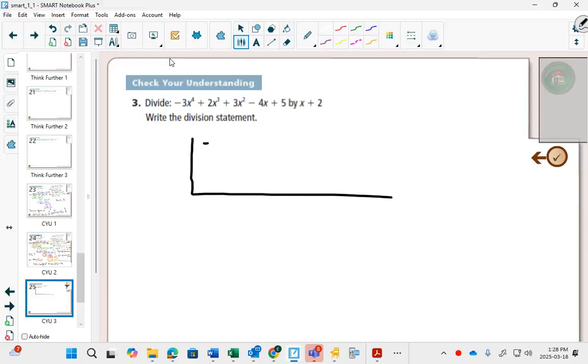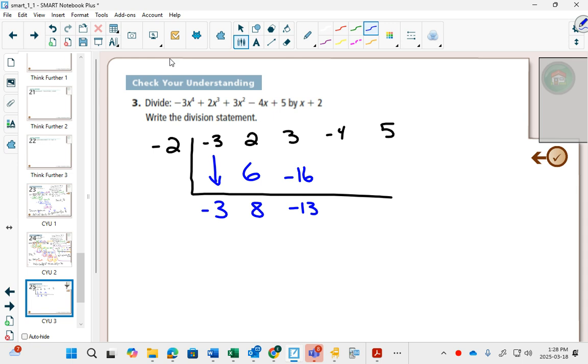So, I have a -3, a 2, a +3, a -4, and a 5. If I'm dividing by x plus 2, out in front I write a -2. Bring down my first number. Multiply, gives me 6, add. Multiply, -16, add. Multiply, +26, add. And multiply, -44, and add.